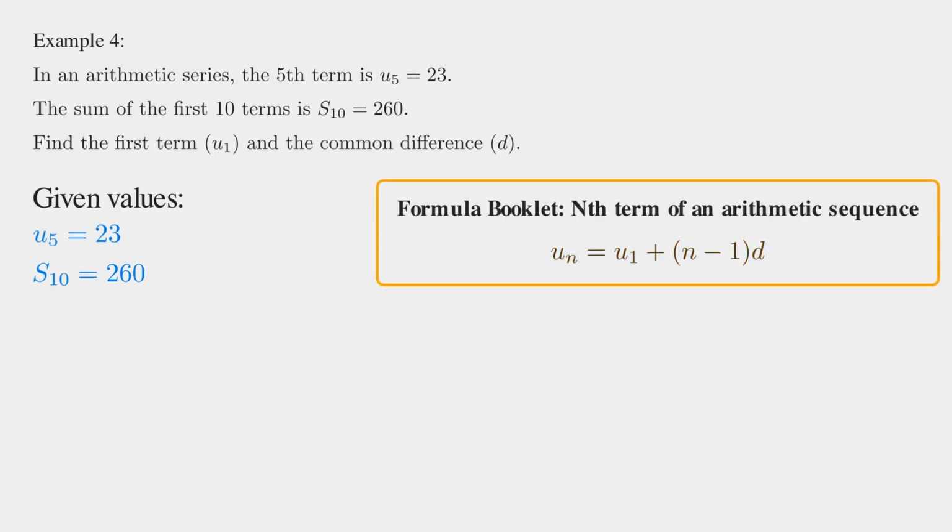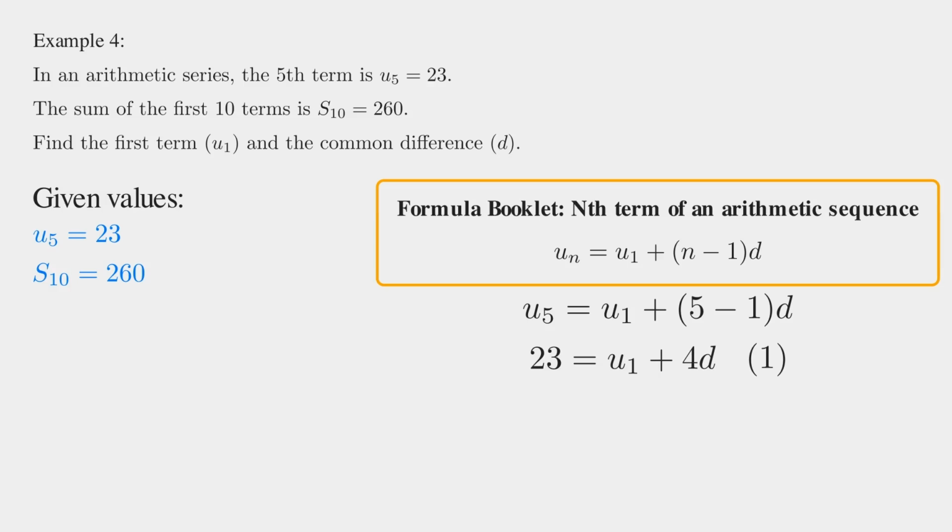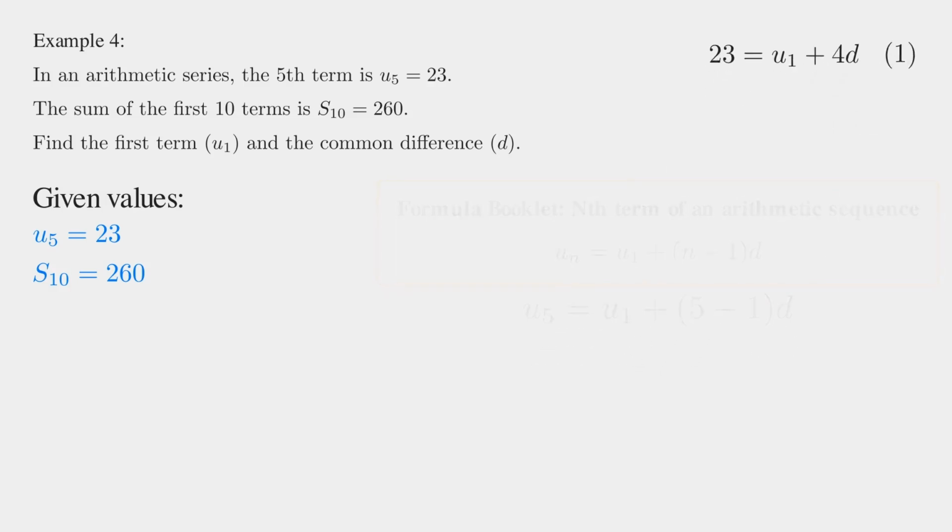First, let's use the formula for the nth term of an arithmetic sequence. We know that un is equal to u1 plus n minus 1 times d. Replacing the values that we have, we get 23 is equal to u1 plus 5 minus 1 times d. This will give us 23 is equal to u1 plus 4d. This is our equation 1.